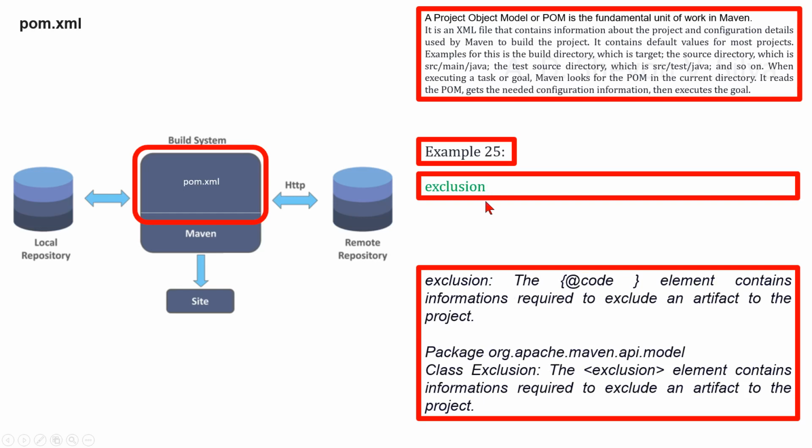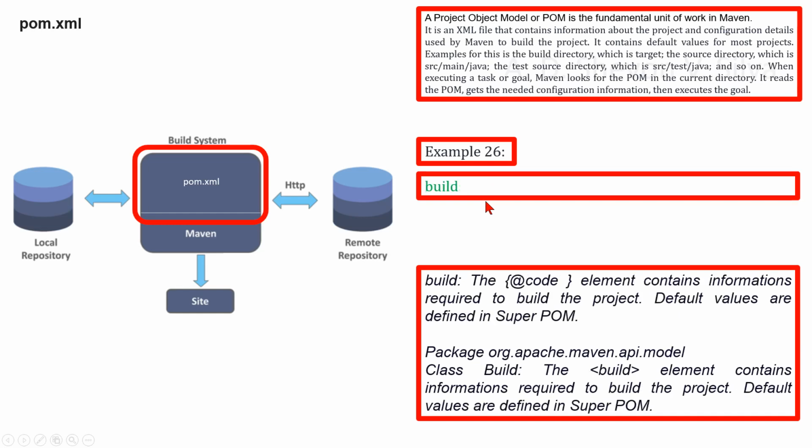Exclusion. The exclusion element contains information required to exclude an artifact to the project. The class Exclusion in package org.apache.maven.api.model. The exclusion element contains information required to exclude an artifact to the project.